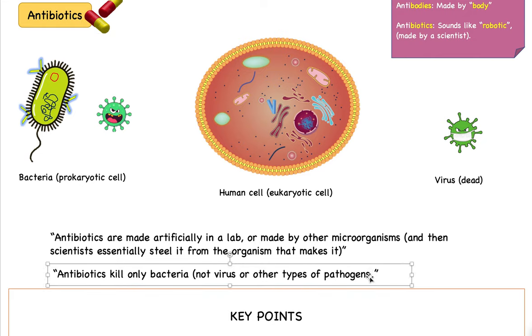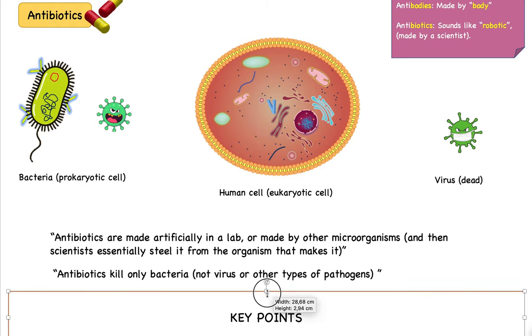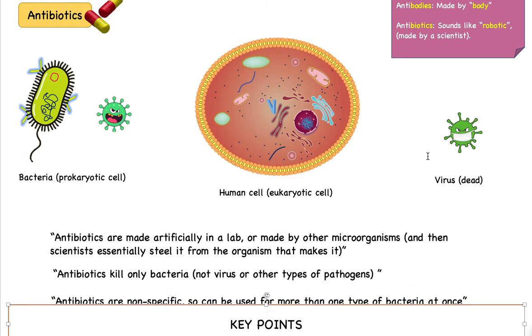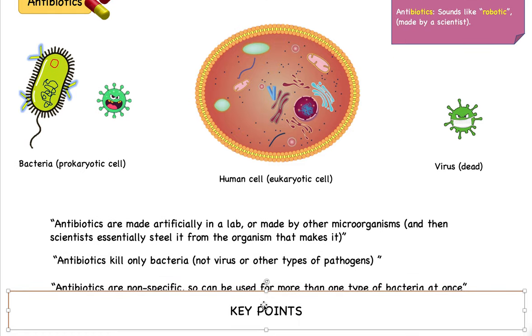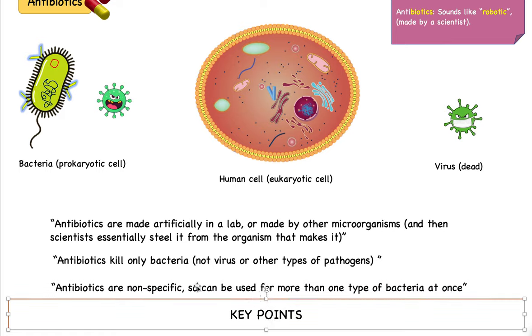So the key thing to remember is only bacteria can be killed by antibiotics, not viruses, because viruses are dead and don't have metabolic processes. Essentially, they don't have organelles to inhibit. Next point: antibiotics are non-specific, so they can be used for more than one type of bacteria at once. Okay, this is an easy point.